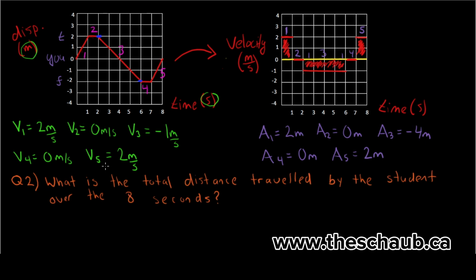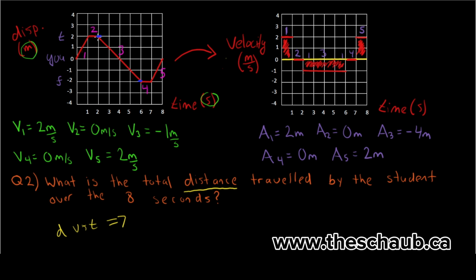The second question is, what is the total distance traveled by the student over the 8 seconds? What this question is actually checking is, do you know the difference between distance and displacement? Well, distance has no direction, so it's just the total amount that you travel. So if we first look again at our displacement versus time graph, we have to add up all the distances that the student travels. So in the first second, they travel 2 meters.